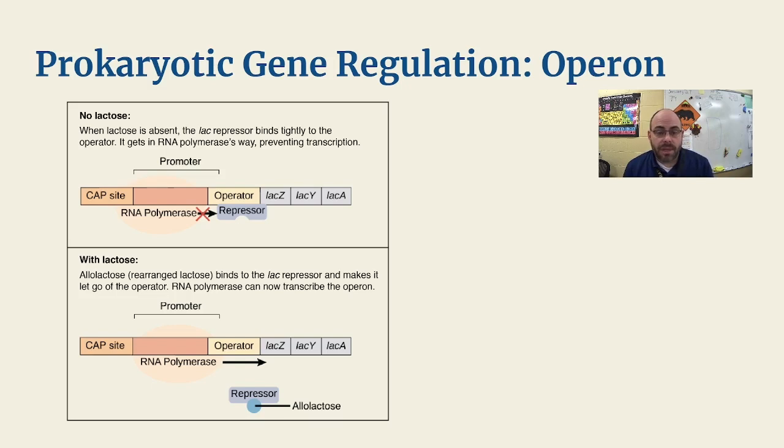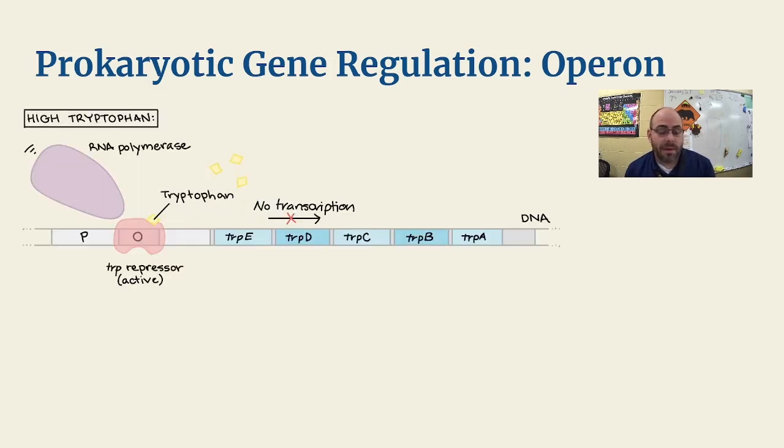Well, you can see in the picture below, when lactose is present, lactose binds to that repressor, causes it to lift off the operator, and then the genes like Z, Y, and A are then able to be expressed so that lactose can be broken down. When that last piece of lactose is broken down, the repressor binds back to the operator. You get the idea. The trp operon is kind of the reverse of that.